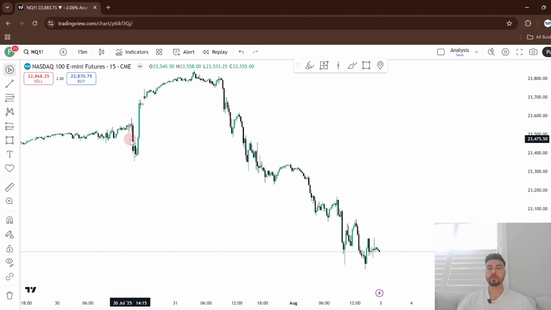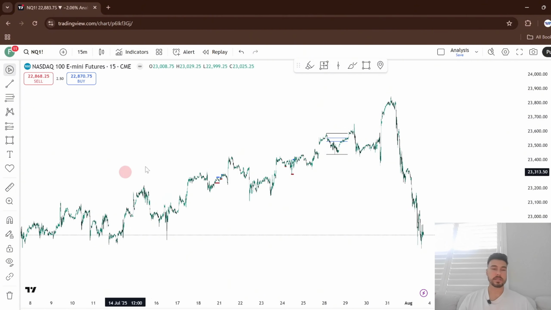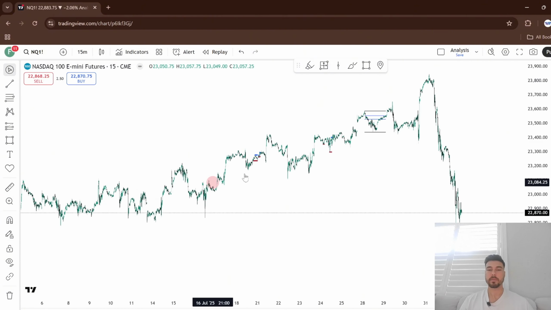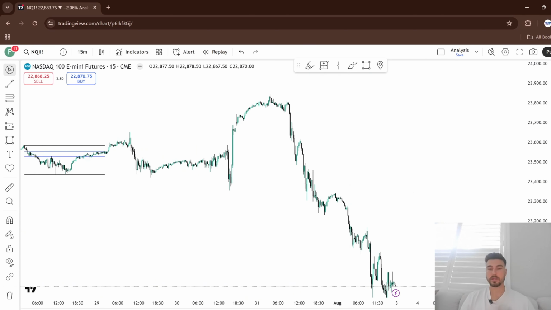Now, I want to go to the 15-minute chart and just zoom out. And what I want to show you guys here is just a bunch of things. But you can see the last couple of weeks, we've been stepping up and up and up and up. Trading does not need to be complex. Trading can be simplified into a few areas. And the first is going to be liquidity. So liquidity rests at swing highs and swing lows.